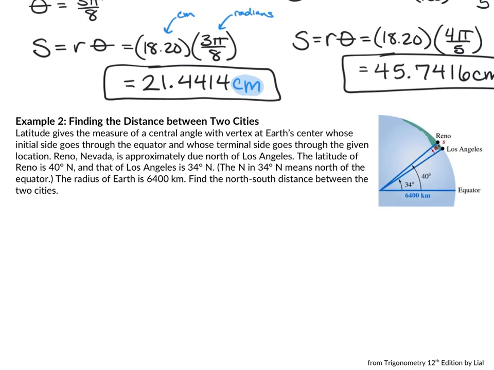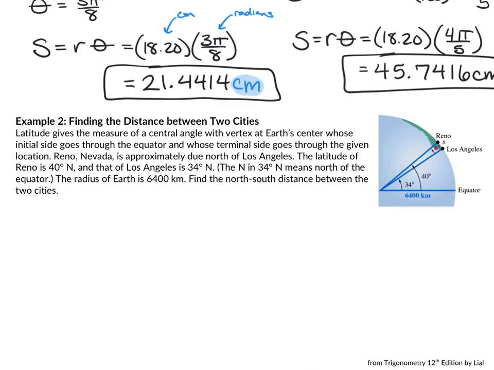So latitude gives the measure of a central angle with a vertex at the Earth's center, whose initial side goes through the equator and whose terminal side goes through the given location. Reno, Nevada is approximately due north of Los Angeles. The latitude of Reno is 40 degrees north, and the latitude of Los Angeles is 34 degrees north. The radius of the Earth is 6,400 kilometers. Find the north-south distance between the two cities.